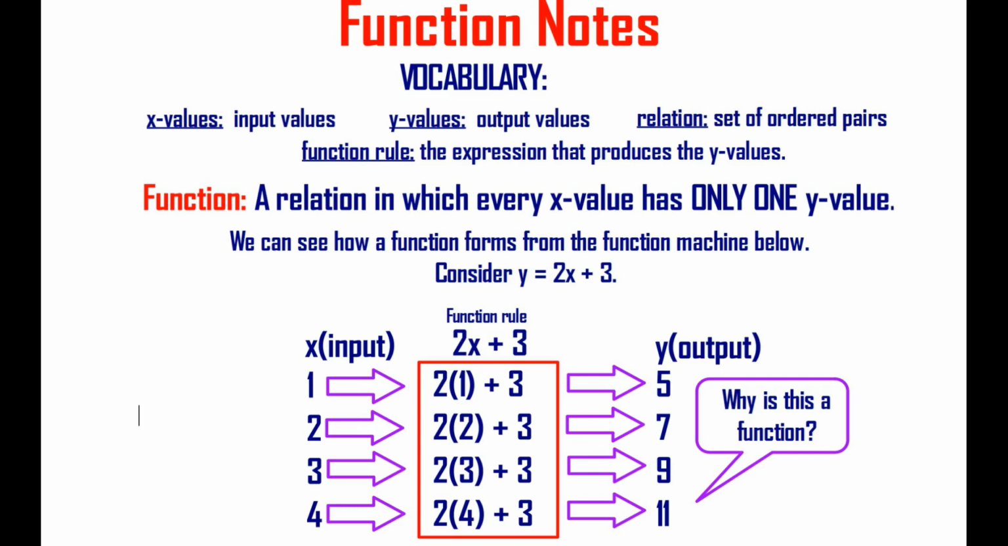So x values are called the input values. We have done this. We just never called it this before. The y values are called the output values. We have seen this. We've just never called it the output values before. But this is new. A relation is a set of ordered pairs. Again, a relation is a set of ordered pairs. So when I ask you tomorrow, what's a relation? It's a set of ordered pairs.